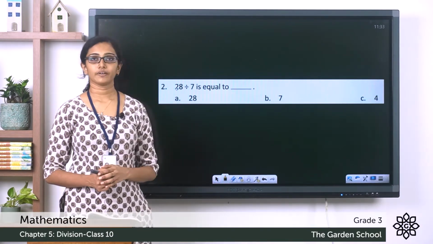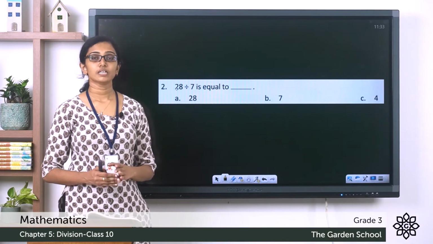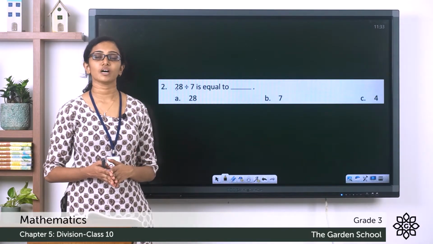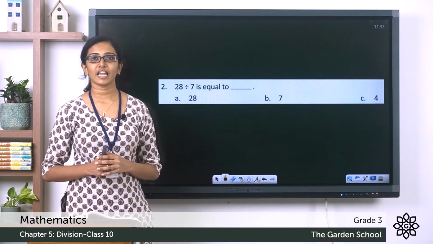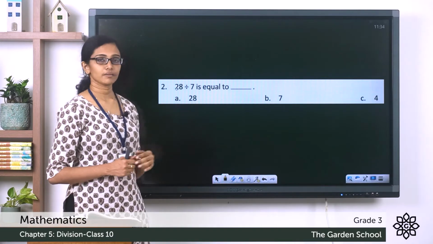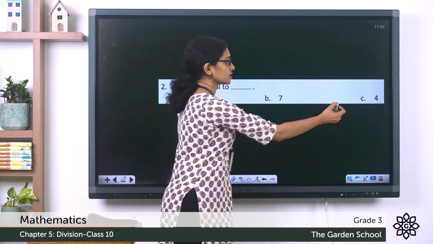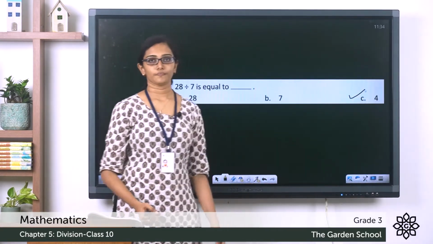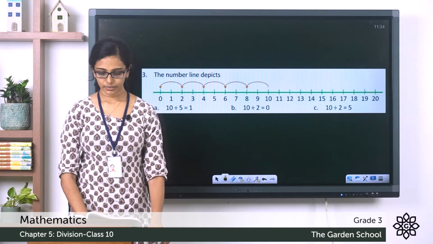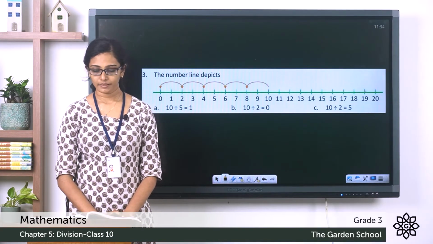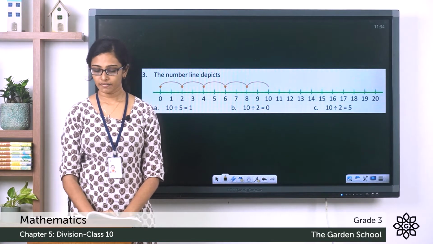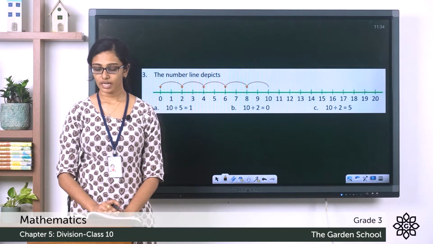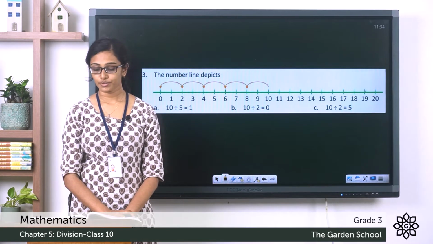28 divided by 7. You recite the table of 7. 7 ones are 7, 7 twos are 14, 7 threes are 21 and 7 fours are 28. So 28 divided by 7, which is the correct option? It is option C, 4. Clear? Now the third question, the number line depicts option A, 10 divided by 5 is equal to 1. Option B, 10 divided by 2 is equal to 0. And option C, 10 divided by 2 is equal to 5.